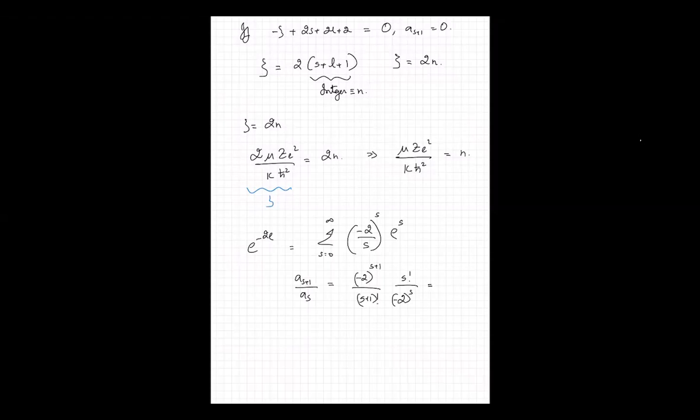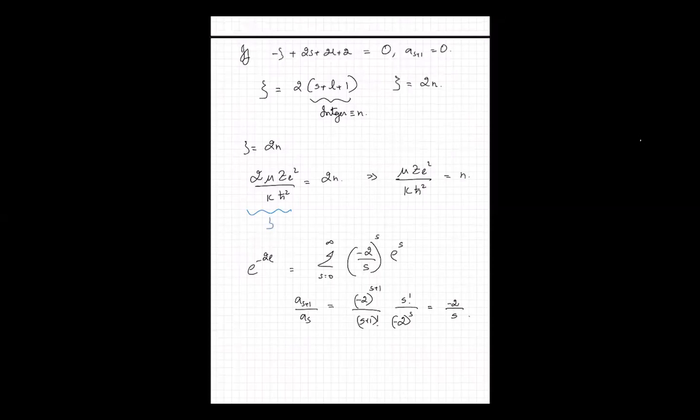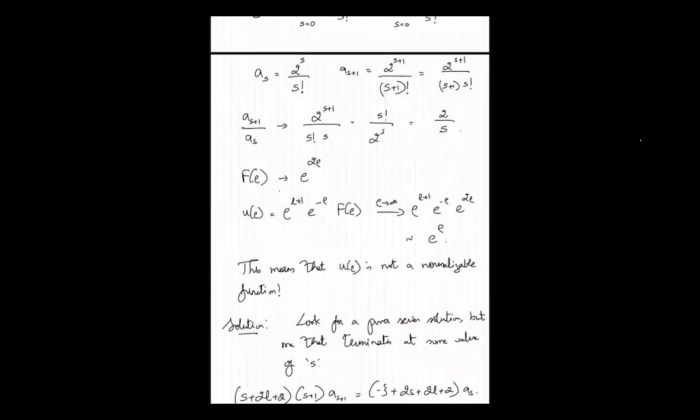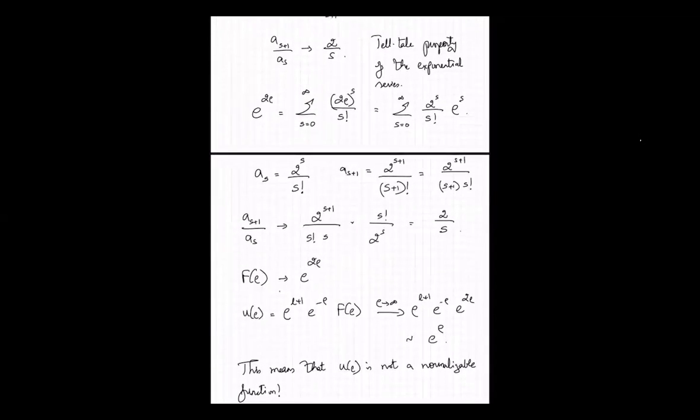So this would be minus 2 divided by s. Okay. This ratio of coefficients is different from the power series coefficient for e to the 2 rho. What we have manifestly found is that a_(s+1) over a_s is actually plus 2 over s, not minus 2 over s.